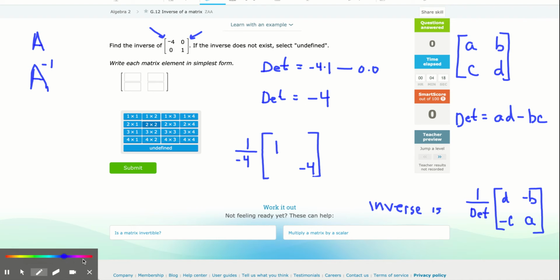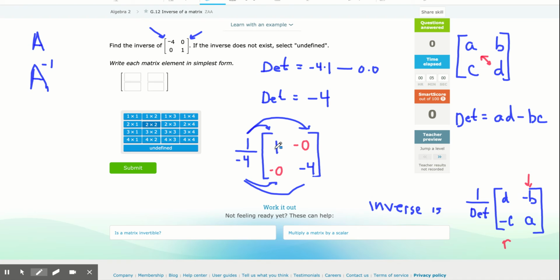And then the B and the C, this other diagonal, they don't swap places, they change sign. So these two change sign. You don't need to put a negative in front of 0, but I'm doing that to make sure you realize that you change the sign of whatever it is. A -0 is still 0. And then the last thing you do is multiply by a scalar, distributing the -1/4 to each of these 4 elements to write your final matrix.